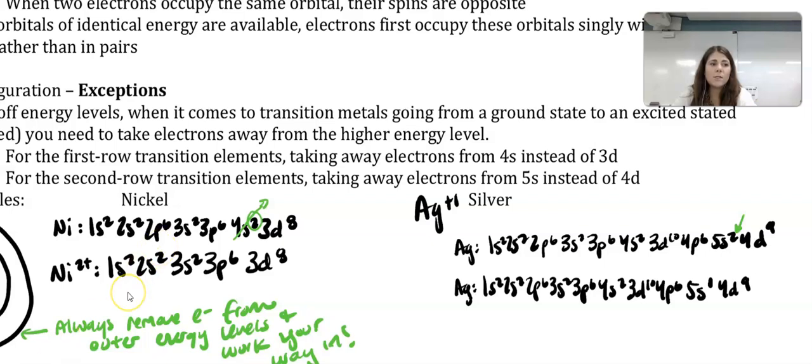Now just to think about this, let's say, which it wouldn't, silver had a +3 charge. After we removed these right here, we could start removing from the 4d in that case. But silver doesn't have a +3. We could use this for an example like iron 3.